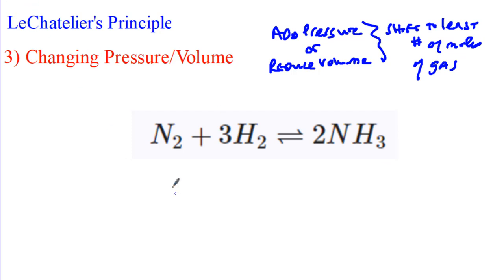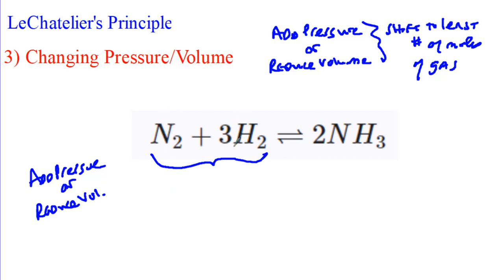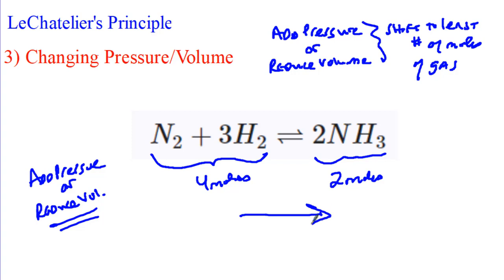And so you can see here, if I add pressure or reduce volume of a gas, it's going to shift to the least number of moles. Where's the least number of moles of gas? Well, look at my reactants. I have 1 mole of nitrogen gas, 3 moles of hydrogen gas. That's 4 moles total. My products have 2 moles of ammonia, 2 moles total. If I add pressure or reduce the volume, it's going to shift to the right, to the least number of moles of gas.